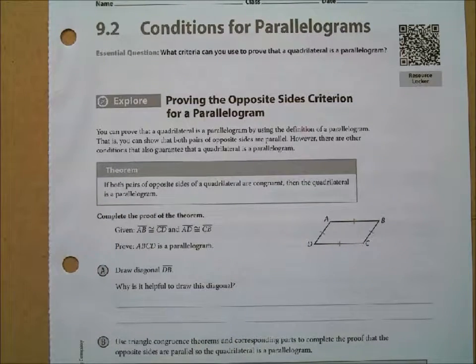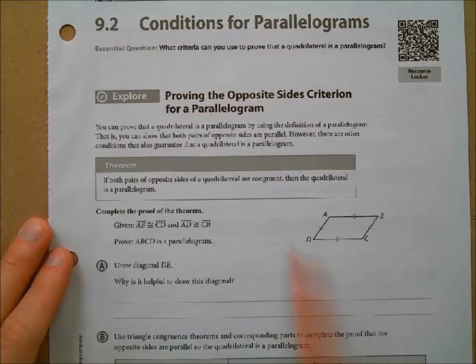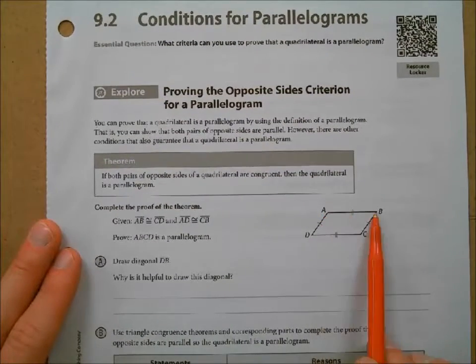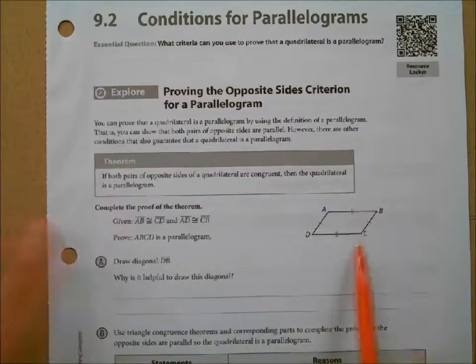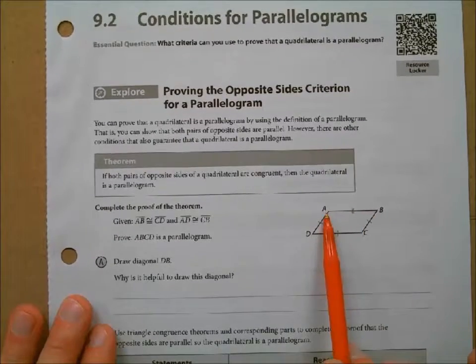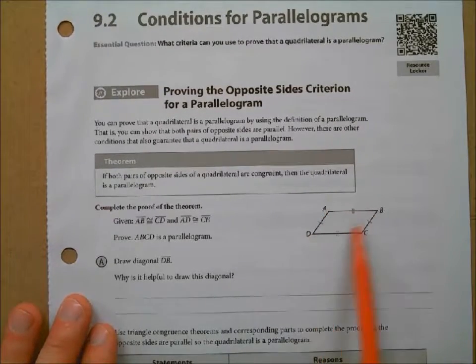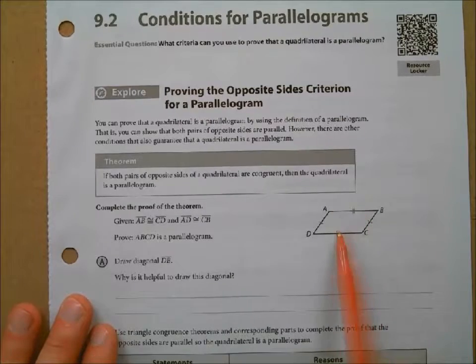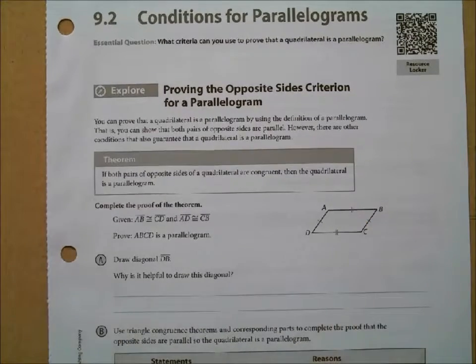Aha! So this is exactly the reverse of that one property we learned on Friday, right? If we can show that both pairs of opposite sides are congruent, then we can guarantee the quadrilateral is a parallelogram. All right, so here's our shape, drawn in the form of a parallelogram, but not guaranteed to be so because we don't know for sure that this is parallel to this or that this is parallel to this, right? All we have is that opposite sides are congruent here and here.